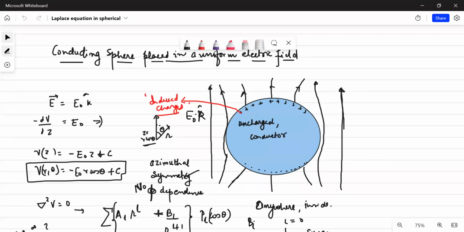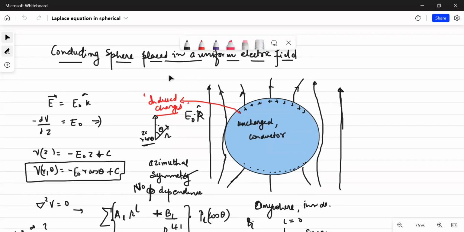So this is what we were trying to do. I told you that this particular conducting sphere is kept in an external electric field, and you know that electric lines of force enter normally to the surface. So these kinds of lines you can see. Overall, the electric field is along the z-axis. Also understand that usually the potential used to be zero as r tends to infinity.